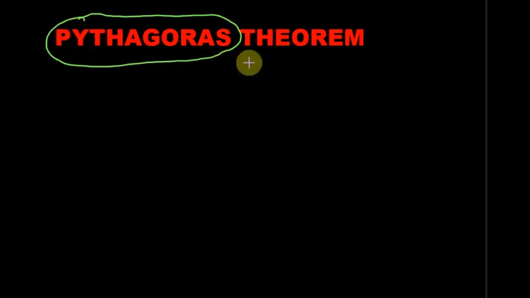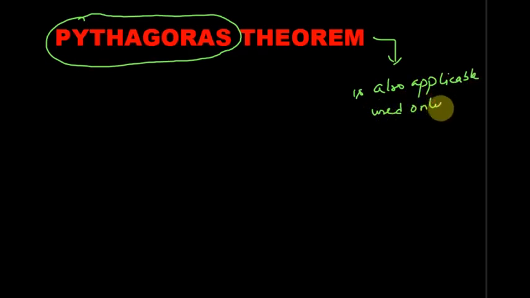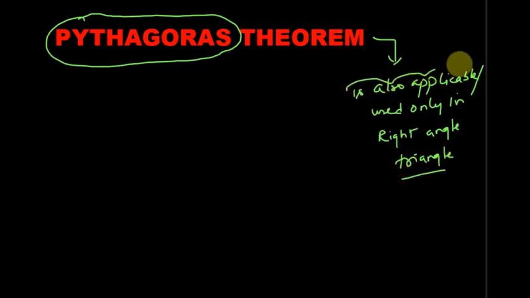He developed this theorem, so the name of the theorem is Pythagoras theorem. Pythagoras theorem is also applicable, or we can say used, only in right angle triangle, like trigonometry. Trigonometry is also used only in right angle triangle. Similarly, Pythagoras theorem is also applicable or used only in right angle triangle. Please remember this, only in right angle triangle we can apply Pythagoras theorem.